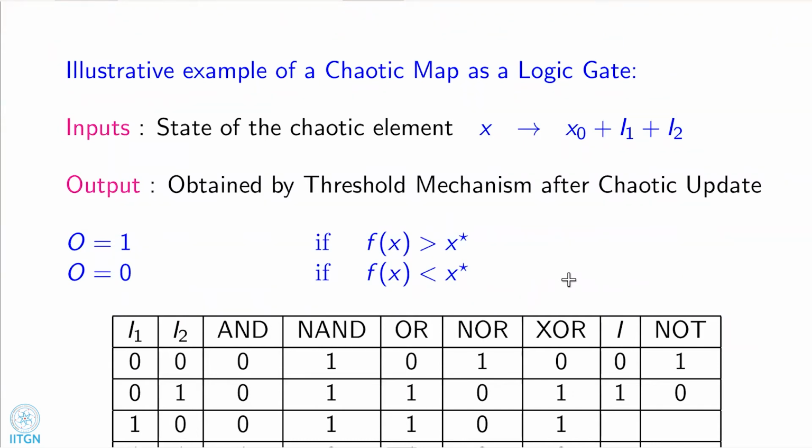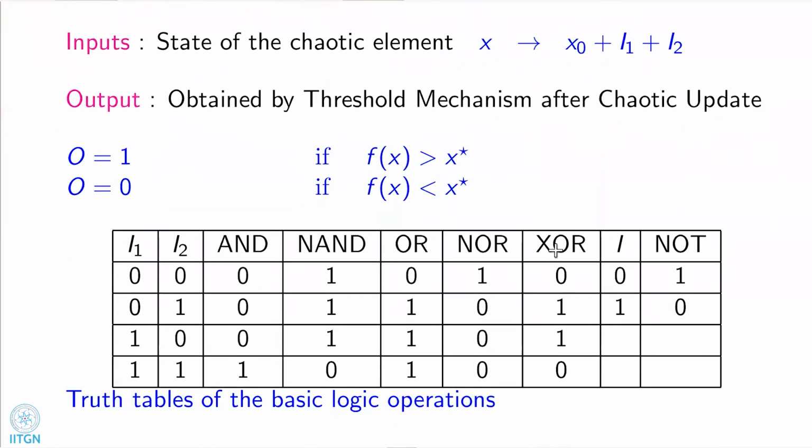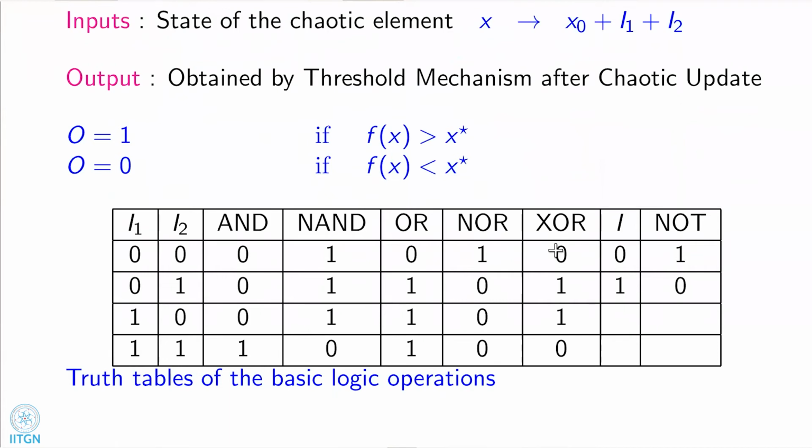I give it inputs, I1, I2, something. It raises its state to that plus I1, I2. And the threshold mechanism just tells me that if after an update it becomes more than threshold, it gives me output 1, otherwise it gives me output 0. Now, if I want this to work as logic gates, I will have to satisfy this truth table.